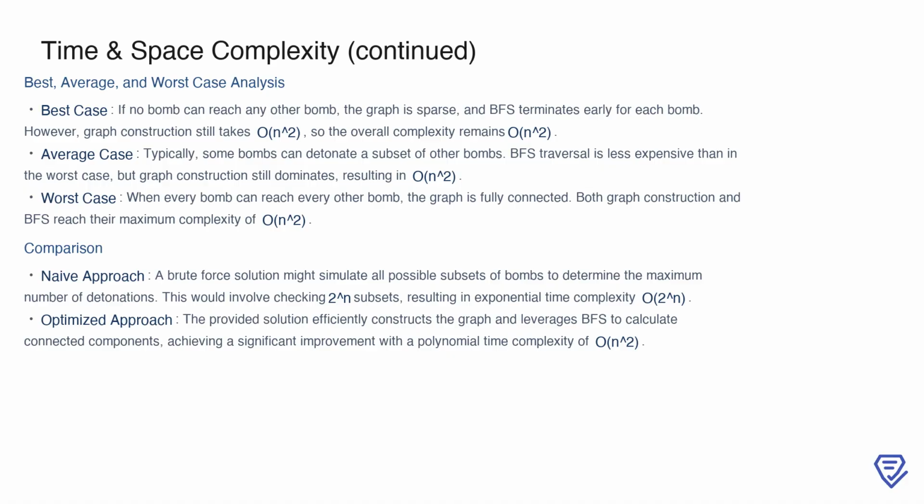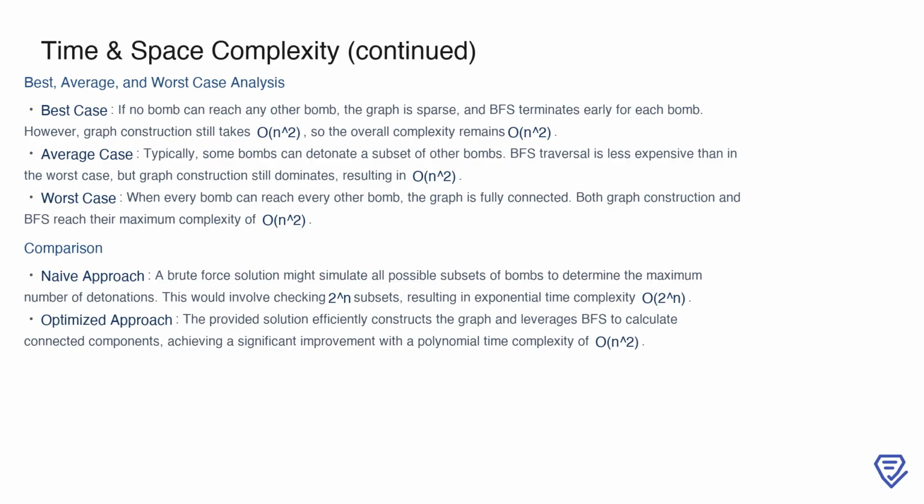Now, let's look at the best, average, and worst cases. In the best case, no bomb can reach any other bomb, resulting in a sparse graph. BFS terminates quickly, but graph construction still takes n squared, so the overall complexity remains O(n²). In the average case, some bombs can detonate a subset of others. While BFS may be less expensive than in the worst case, graph construction still dominates, leading to O(n²). In the worst case, every bomb can detonate every other bomb, forming a fully connected graph. Both graph construction and BFS reach their maximum complexity of O(n²).